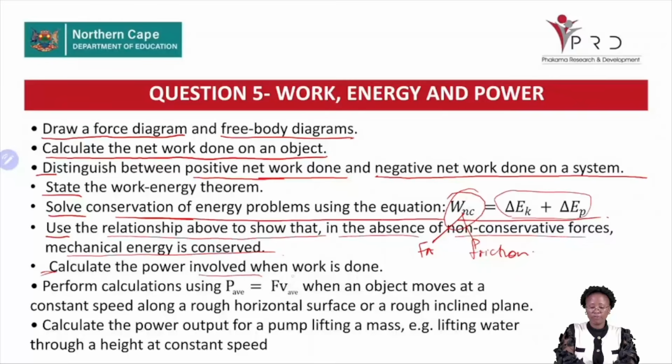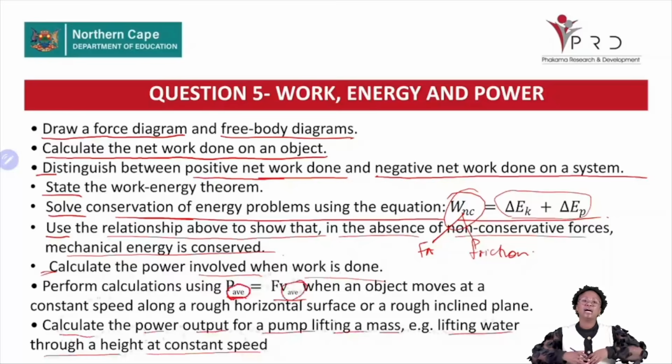Calculate the power involved when work is done. The following formulas for power. P average is equal to F multiplied by v average. Please do not forget that when you copy the formula as it appears on the data sheet, copy the subscripts as well, because the subscripts are part of the formula. If you leave out the subscripts, you are going to lose your marks. Right. Calculate the power output for a pump lifting a mass, e.g. lifting water through a height at a constant speed.